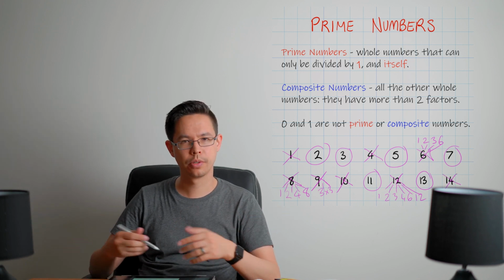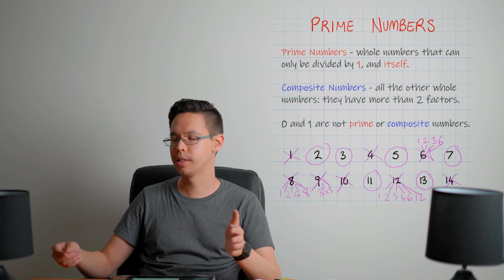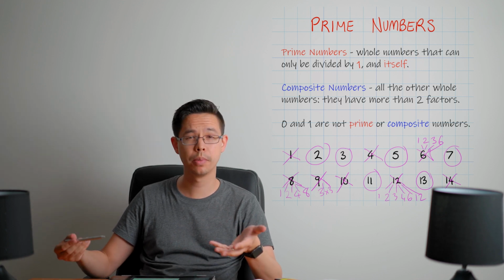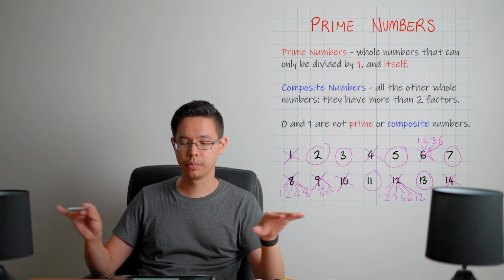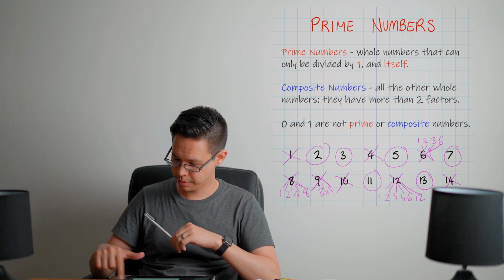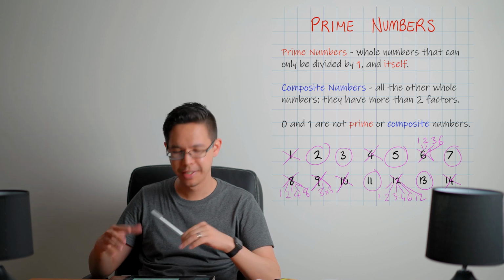So when I'm looking through a number sequence, basically I ask myself, is this number an even number? Pretty much off the bat, everything except for 2. All other even numbers.